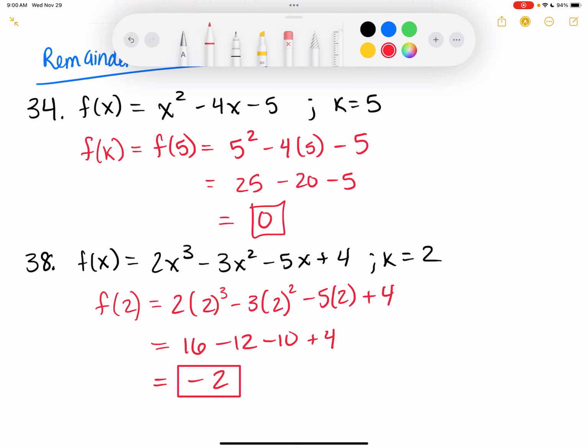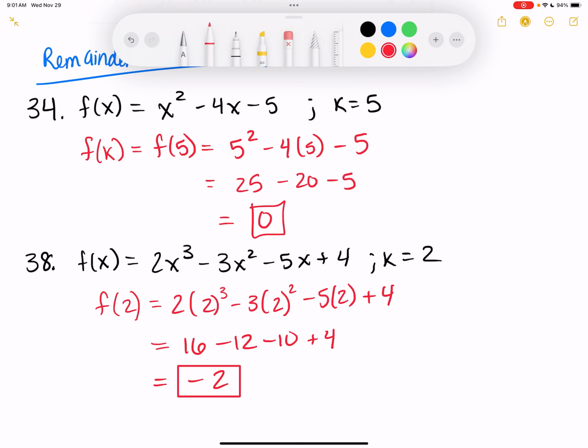All right, the last thing for this section is to use synthetic to decide whether the given number k is a zero of the polynomial function. If it is not, give the value of f of k. So basically, all that means is when we run synthetic, if we get a 0 in the box on the bottom right-hand side, so that there's no remainder, it tells us it's a factor.